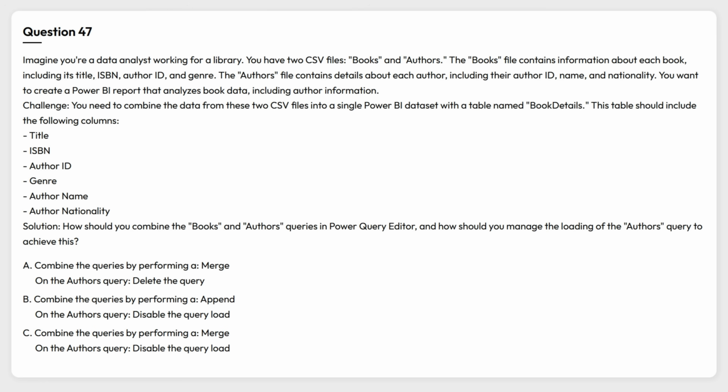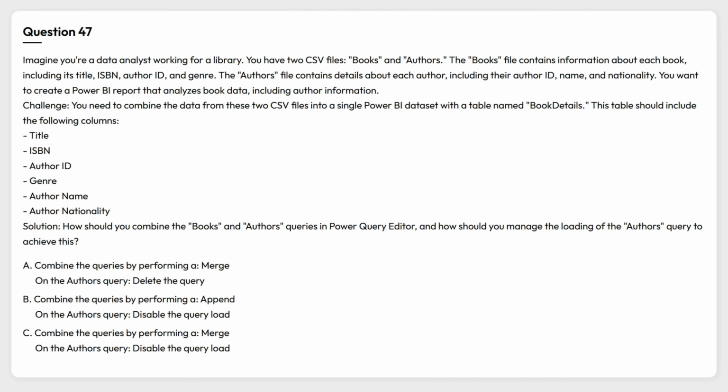Challenge: you need to combine the data from these two CSV files into a single Power BI dataset with a table named Book Details. This table should include the following columns: title, ISBN, author ID, genre, author name, author nationality. Solution: how should you combine the books and authors queries in Power Query Editor? And how should you manage the loading of the authors query to achieve this?